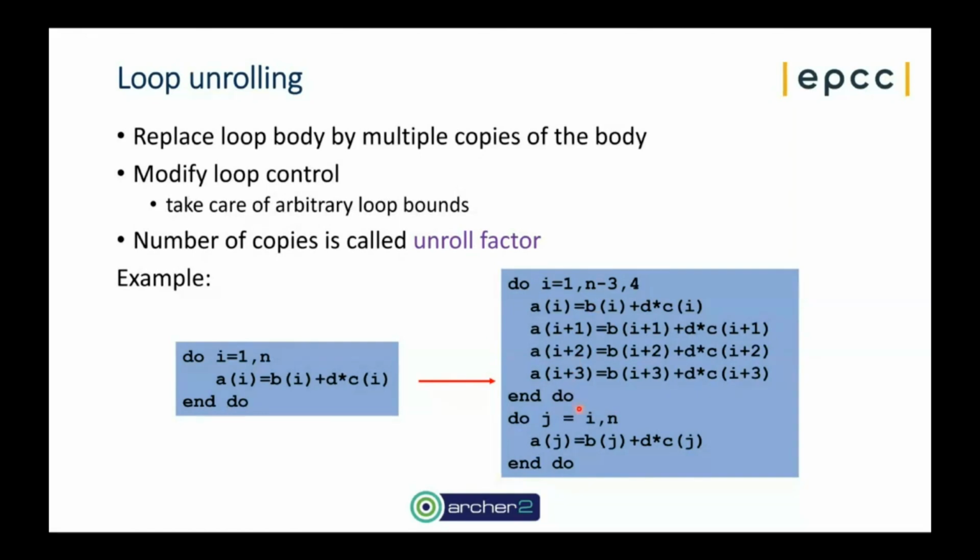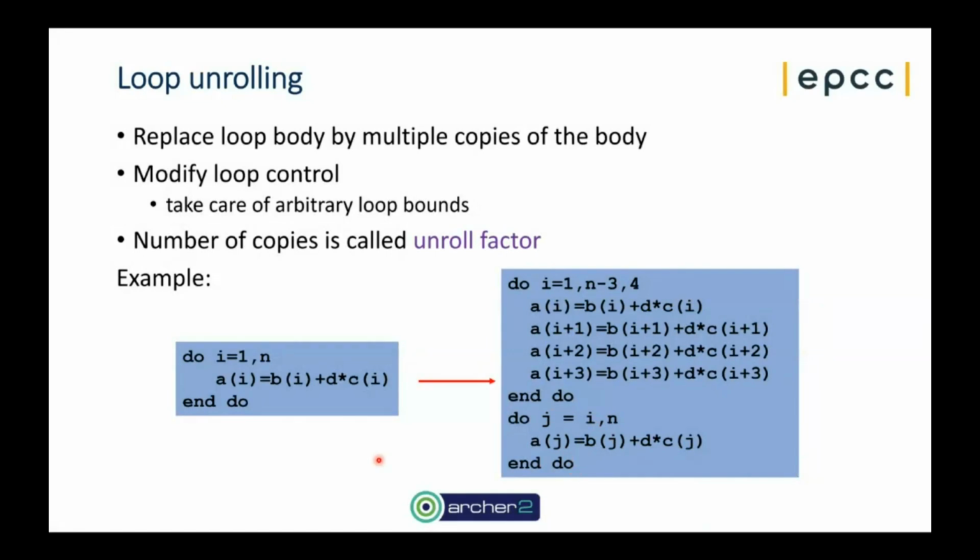Now, of course, we have to be a bit careful about this, because this only works if n divides exactly by 4. Otherwise, something will go wrong here and we'll go off the end of our array. So here they have taken 3 off n, to make sure that we never go off the end of the array. And then they have a loop at the end here which just tidies up the last number of iterations that didn't fit in that loop unrolling.